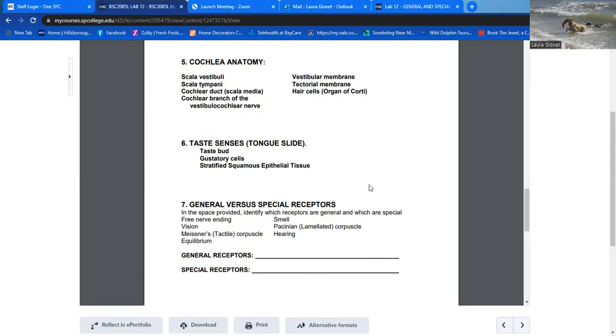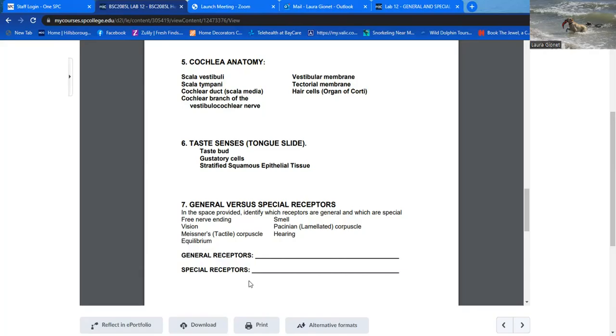Okay, then we go to general senses. All right. Here we have a list of different types of senses, and we're going to identify them as either general or special. I personally suggest, at least initially, just write G or S to the left-hand side of each of these terms, and then you can rewrite them all, the general receptors and all the special receptors, on the lines provided.